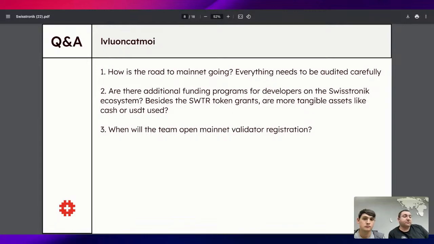Are there any additional funding programs for developers on the Swisstronic ecosystem? Besides the SWTR token grants, are more tangible assets like cash or USDT used? Actually, it really depends on the type of grant and on the type of thing that you are building. Because let's say for the bug bounty program, we provide USDT. For the grants, we provide our own token in the first place, because when people are getting our token and using it within the product that they're building, that drives the usability of the token for other owners of it, for our community. So it helps adoption, yeah.